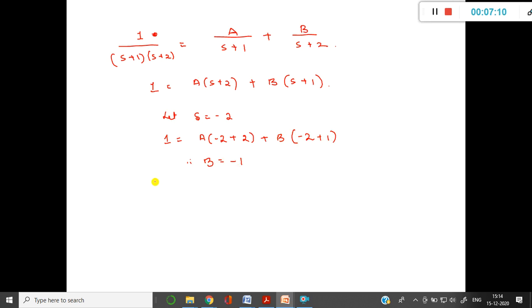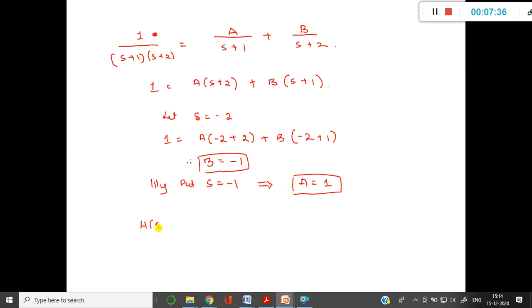Therefore the value of B I am going to get is minus 1, right? Similarly, I need to make this other term 0, which means I should put s equal to minus 1. Therefore, if you solve this, you are going to get A equal to 1. Since you know the partial fraction method, I don't waste much time on this step.